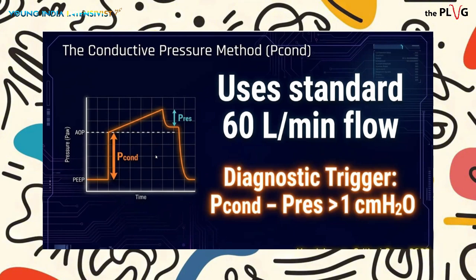All right. And here, if this particular conductive pressure is more than the resistive pressure, it means that there is a problem here. That there is airway occlusion. And the difference between this and this is the difference that you need to account for in terms of PEEP. So this is something which can be done at the bedside.